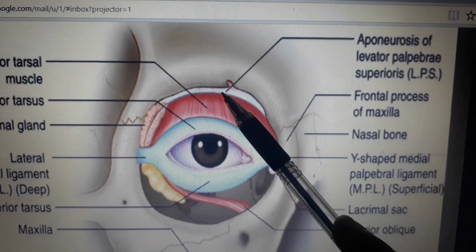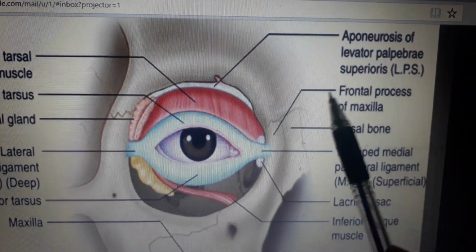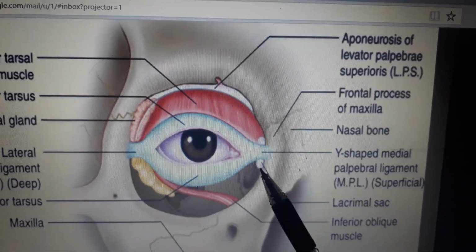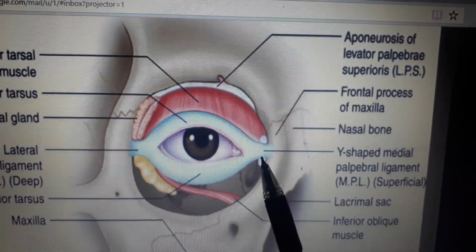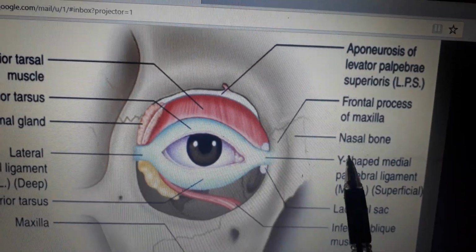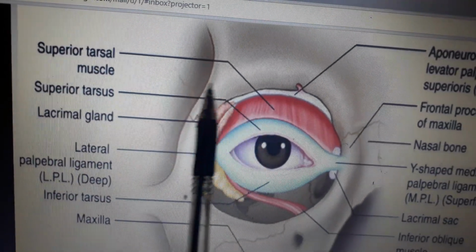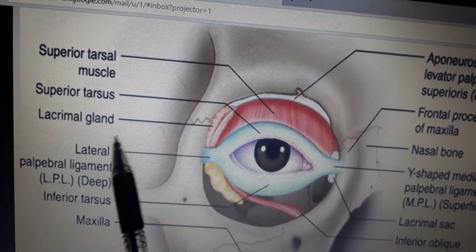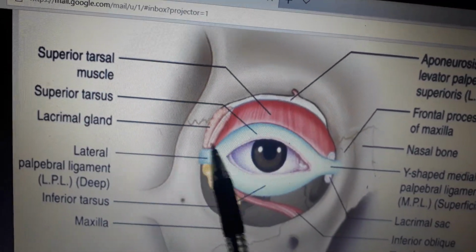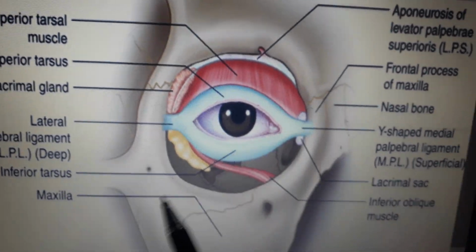This picture shows the aponeurosis of levator palpebrae superioris, the frontal process of the maxilla, the lacrimal sac, which is present in the lacrimal crest, the Y-shaped medial palpebral ligament, the superior tarsal muscle, the superior tarsus, and the lacrimal gland. It is present here, along with the lateral palpebral ligament, the inferior tarsus, and the maxillary bone.